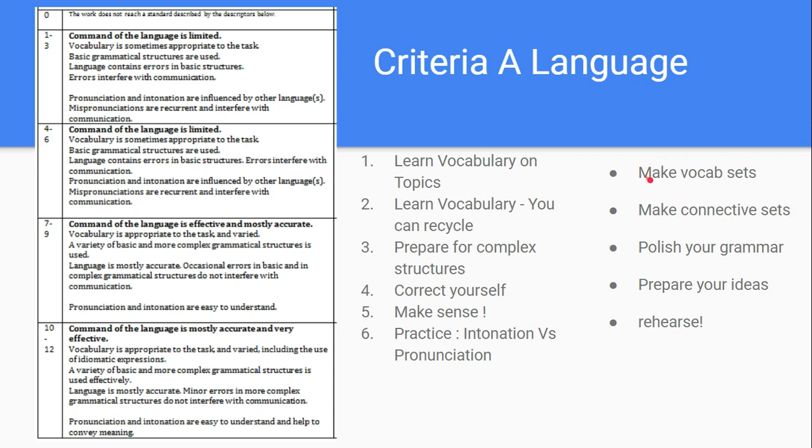You need to make vocab sets or vocab lists, or make notes during lessons about the vocab that is important for the topics. So, for example, on the topic of sharing the planet, how do you say greenhouse effect in the language that you're going to sit your exam in? Okay, make sets of vocab.